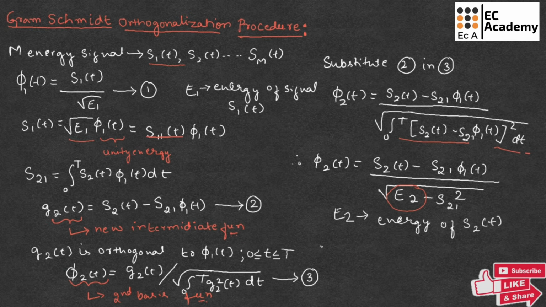Therefore, integration of 0 to T phi2 of t dt, so if we integrate phi2 of t, we'll get that value as 1. And integration of 0 to T phi1 of t into phi2 of t will be equal to 0. So from this equation, we can say phi1 of t and phi2 of t are orthonormal.